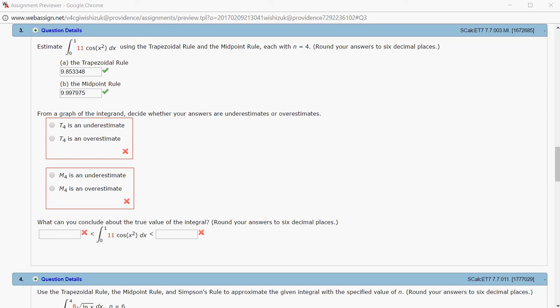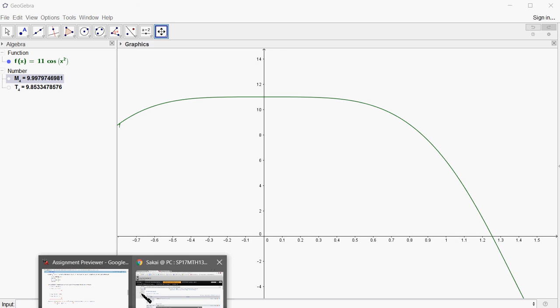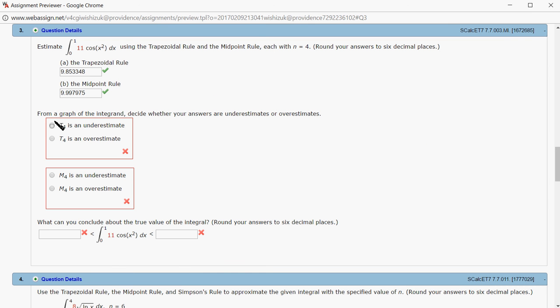Let's move on to the next one. From the graph of the integrand, decide whether your answers are underestimates or overestimates. Let's look at the picture first. You can see that the graph of 11 cosine of x squared is curving down. So with the trapezoid method, the straight line goes under the curve, which makes the trapezoid rule an underestimate, because you're going to miss a little bit.